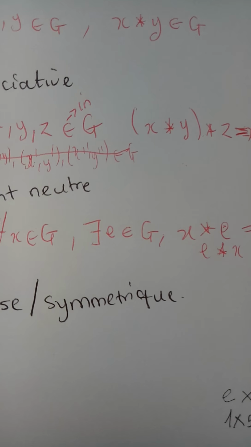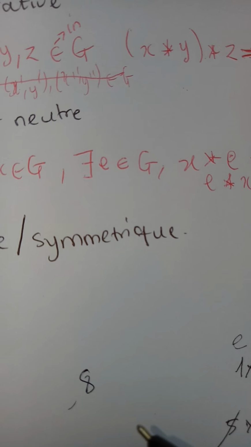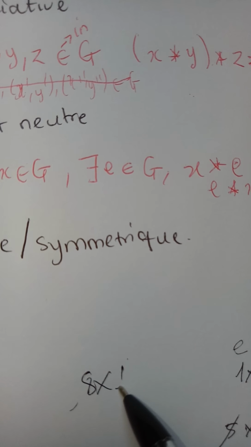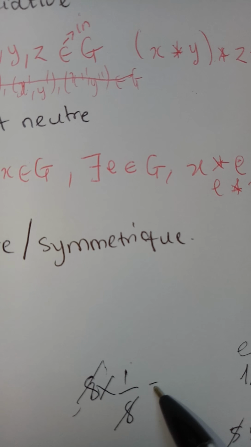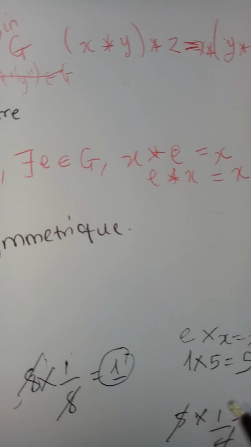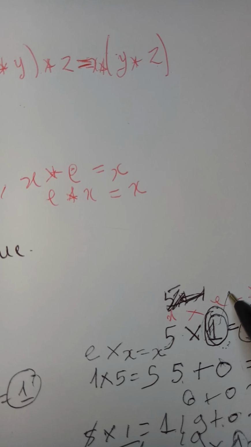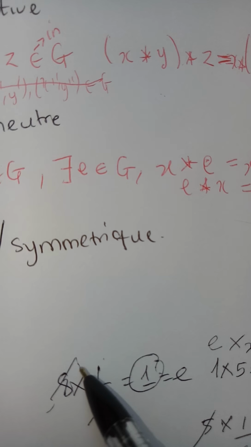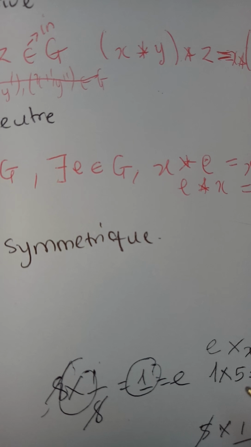Let's choose another number. Let's choose 8. I have 8 times 1 over 8. If I cancel this, I'll get 1. And 1 is what? What do we say 1 is for multiplication? It's the element neutre, right? So this is equal to the element neutre for multiplication.